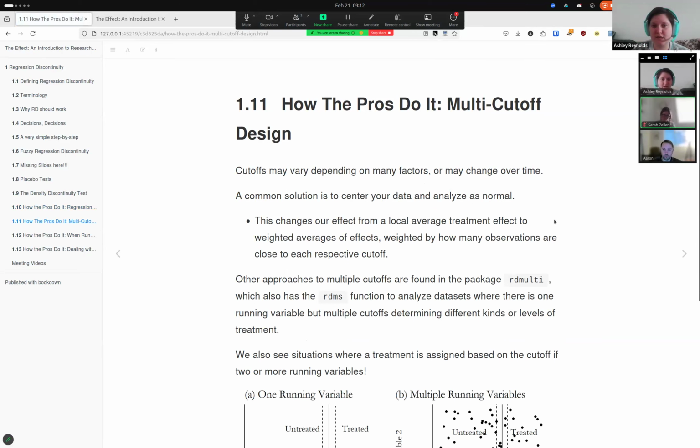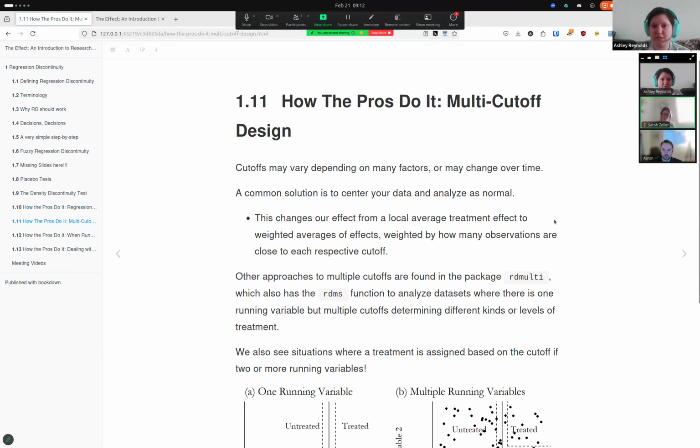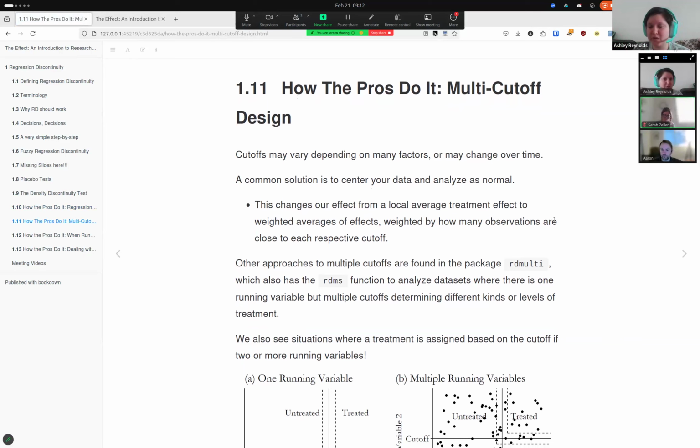The next thing that the authors talk about is multi-cutoff design, and these are where cutoffs might vary depending on a whole bunch of different factors, therefore providing multiple different cutoff values, or the cutoff values might change over time. A common solution to having multiple cutoffs is to center your data and then just analyze it the same way that you normally would.